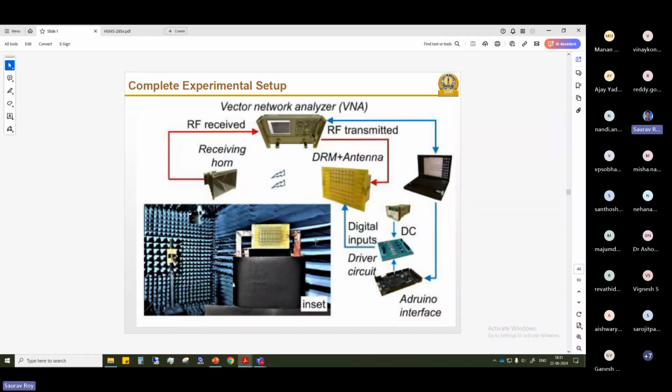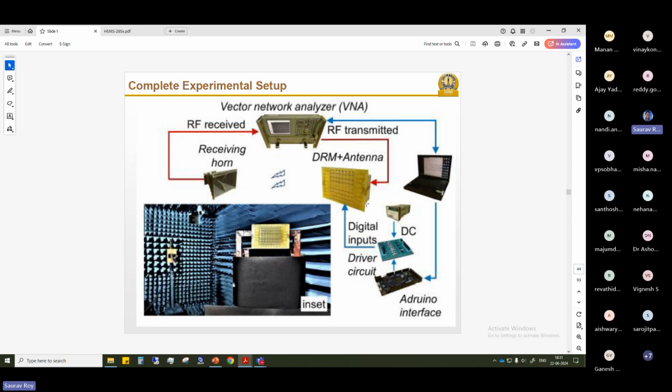This experiment was done in our anechoic chamber in our lab. We have a lot of components here: the antenna and transmitter, with an Arduino control circuitry controlled through a PC. At the receiver end we have a horn, and both the horn and the transmit antenna array are connected to a VNA. By changing the switches in the FSS or metasurface through the Arduino, we can generate the combinations and the horn antenna receives the data.